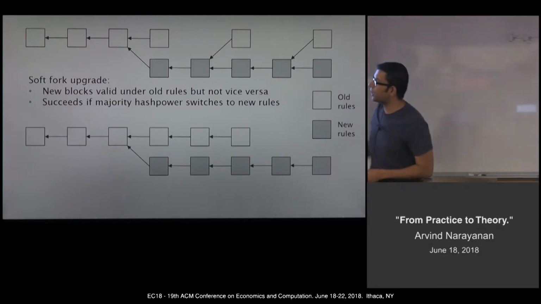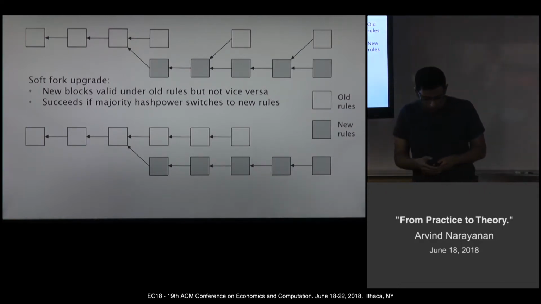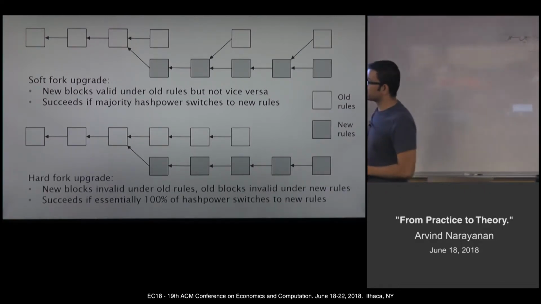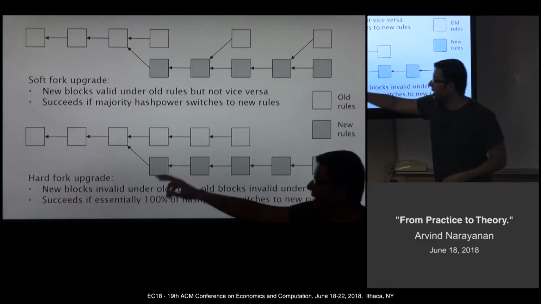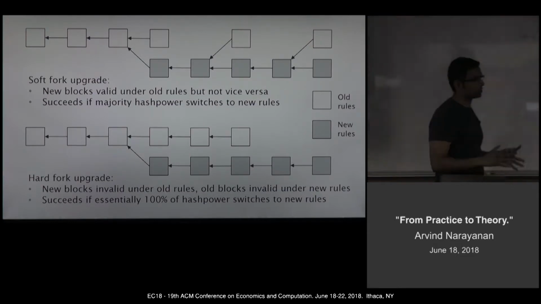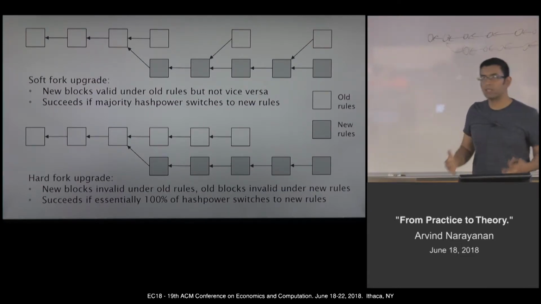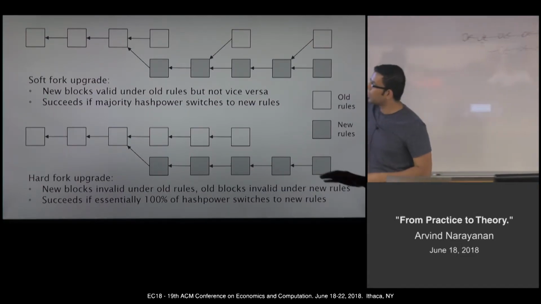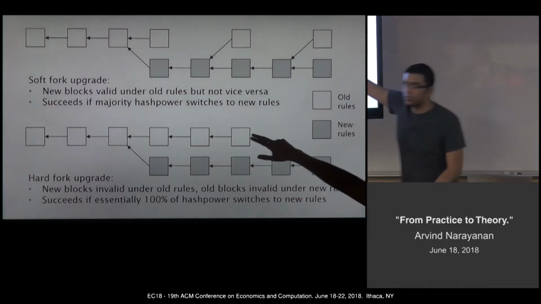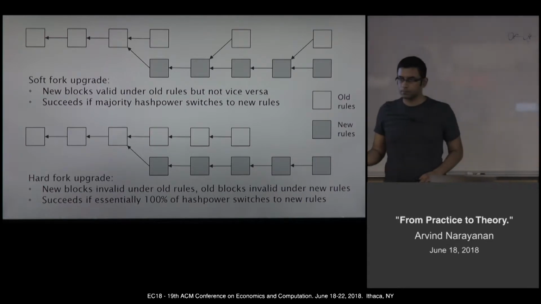The other kind of protocol upgrade that you might have is this sort of situation. It's a hard fork upgrade, where the rules have changed in such a way that not only are the new blocks invalid under the old rules, the old blocks are also invalid under the new rules. So this is symmetric now. And so as long as there are some miners who have not upgraded to the newer version of the protocol, they're going to be off doing their own thing in their own branch.